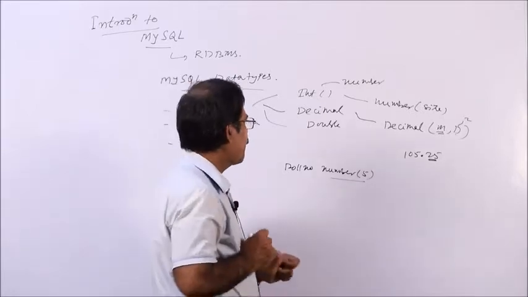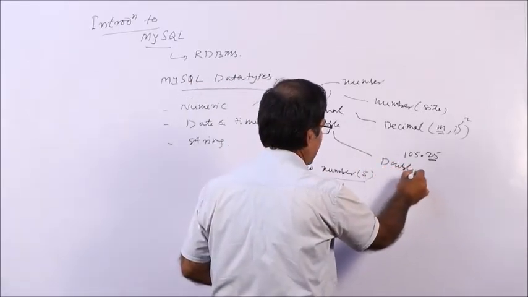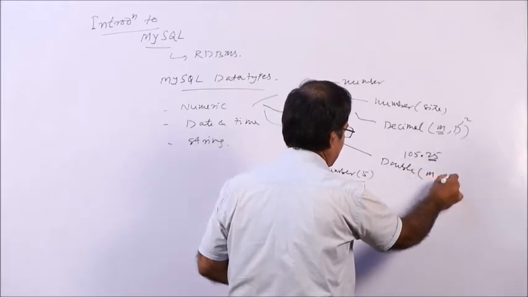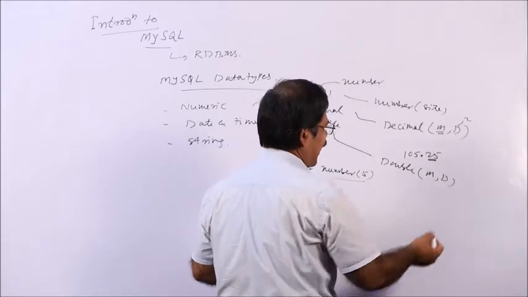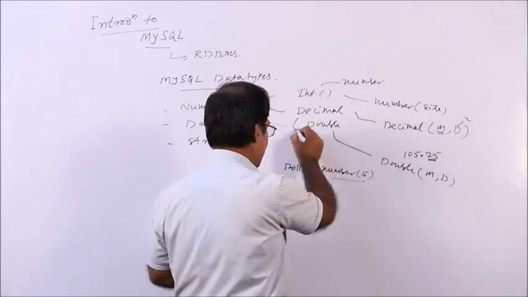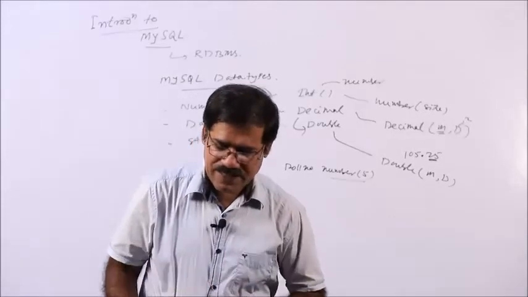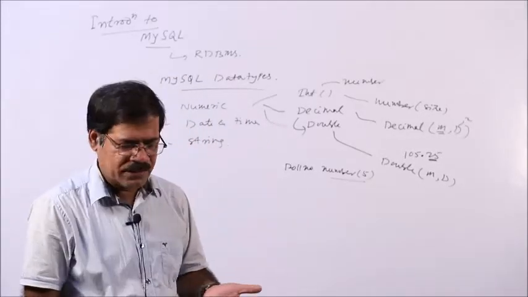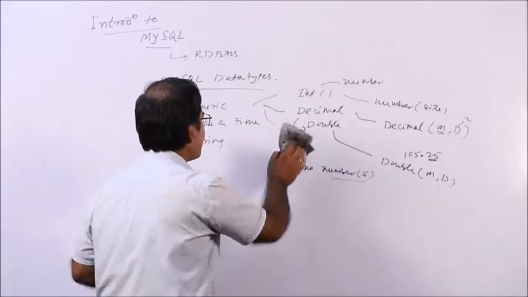Double is similar: you write double m comma d. M means the total length and d is again the digits after the decimal point. So, basically double is just double the size of decimals. Like your float and double in C language, the similar concept is here.